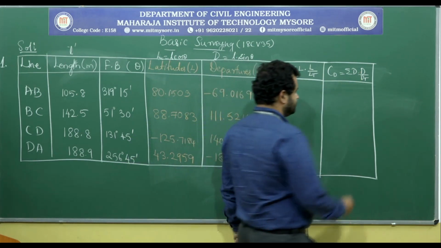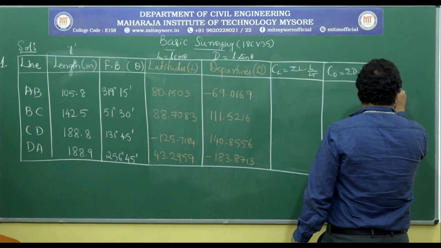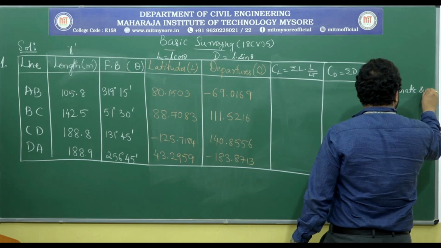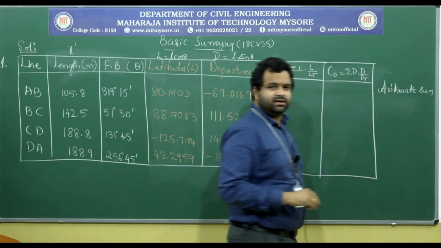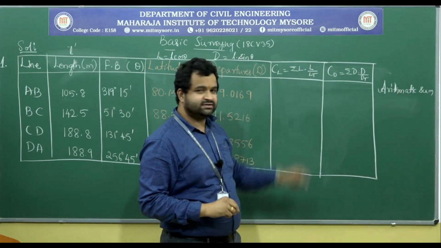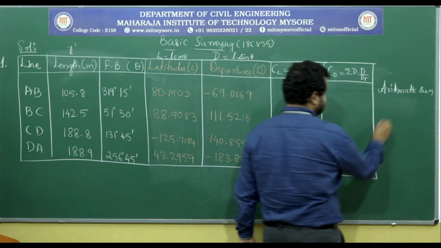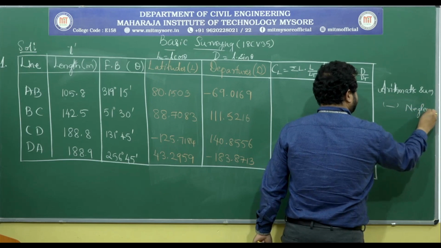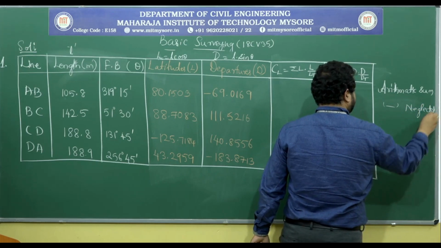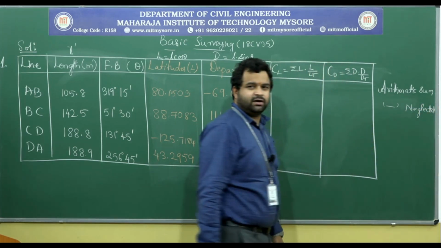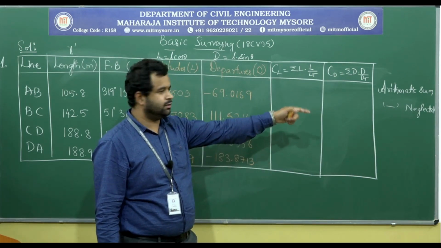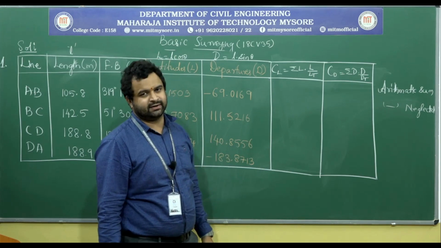It means when you take the arithmetic sum, in this case you have to neglect the minus sign. When you take arithmetic sum, the minus has to be neglected.